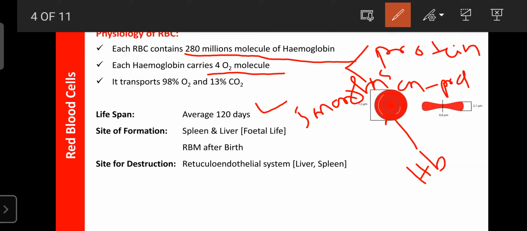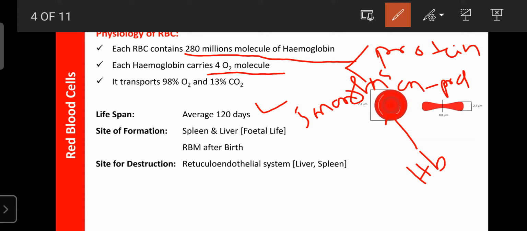Due to that reason, the RBCs in the fetal life are synthesized in the spleen as well as the liver. After 5 months, the RBCs are synthesized in the RBM, that is the red bone marrow. Even after birth and up to the death of that person, the RBCs are synthesized from the RBM. After 120 days, or after the structural changes of the RBC, those RBCs are removed from the circulation. That is known as the destruction of the RBC.